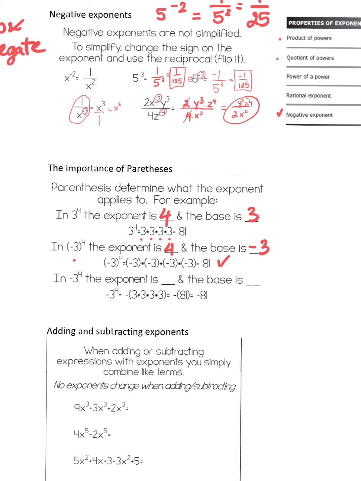And the next one doesn't have the parenthesis, right? That means the exponent is 4 and the base is 3. And there's a negative in front of that number. So that negative will be carried to the answer. So we multiply the base, we got 81, and we carry that negative to the answer. So you got negative 81.